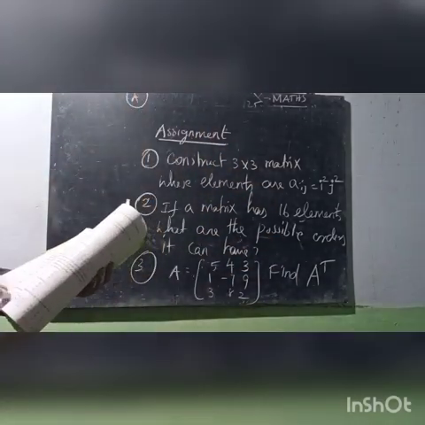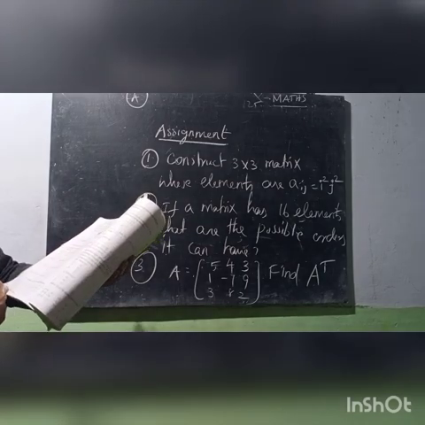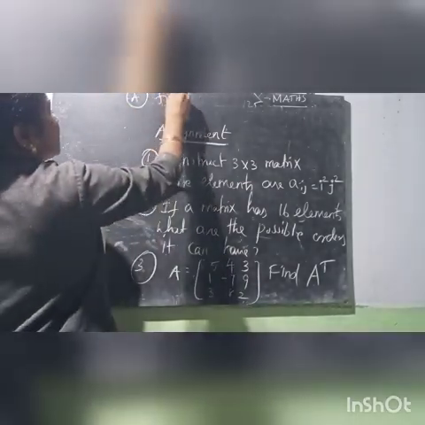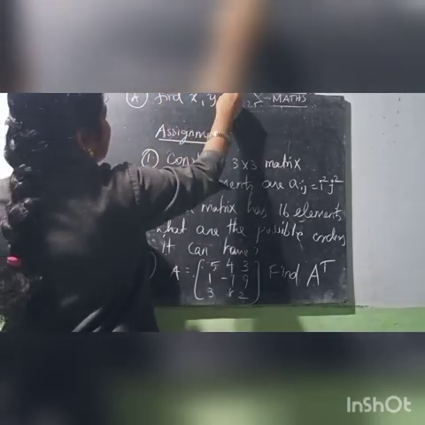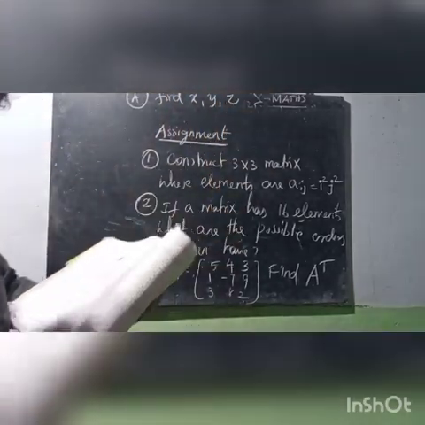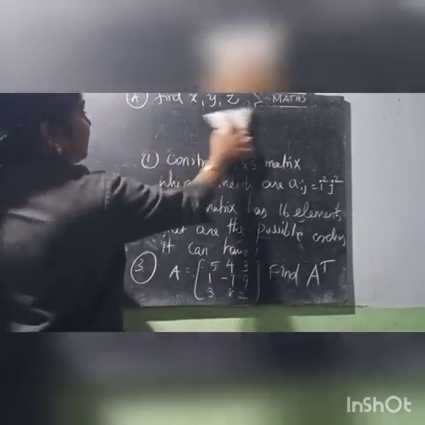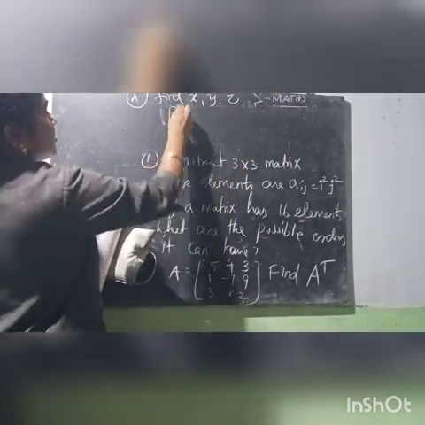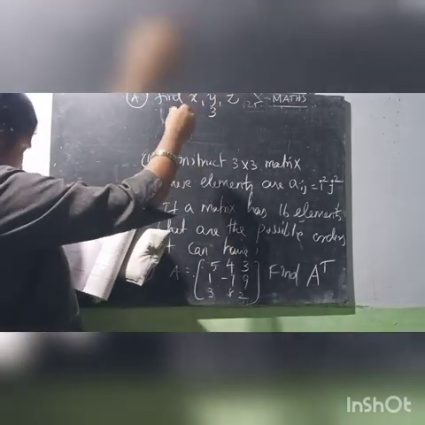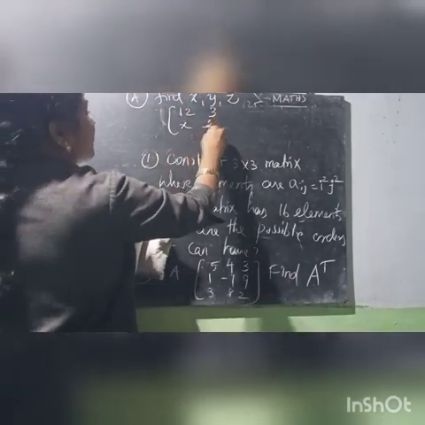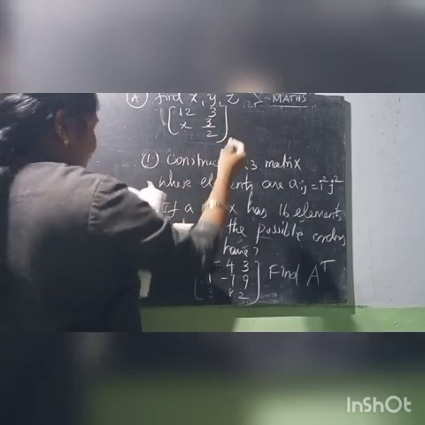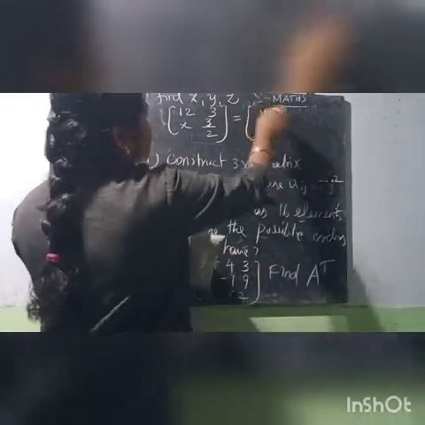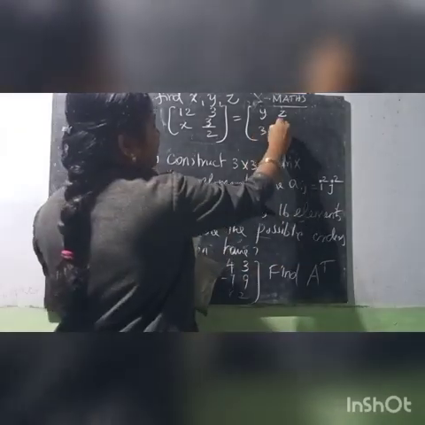Then fourth sum: find X, Y, Z. The question is [12, 3; X, 3 by 2] equal to [Y, Z; 3, 5].